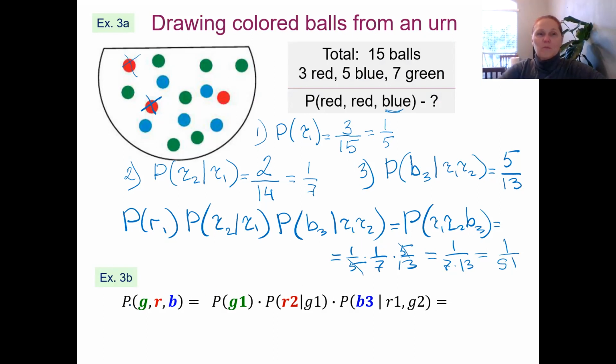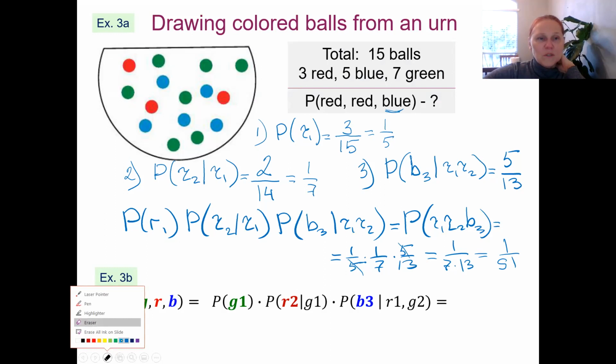We can also find the probability of getting green, red, blue in this order. Probability of getting green, times the probability of getting the second red, given that the first was green, multiplied by the probability of getting the third ball blue, given that the first was green and the second was red. Probability of the first green. We can remove these marks. Now we have, again, 15 balls.